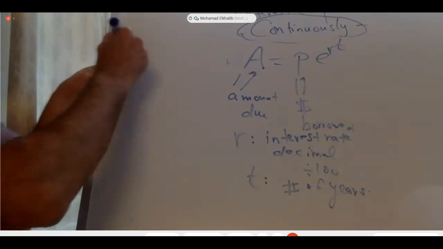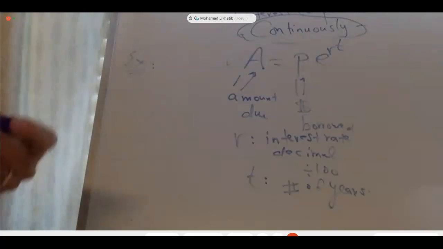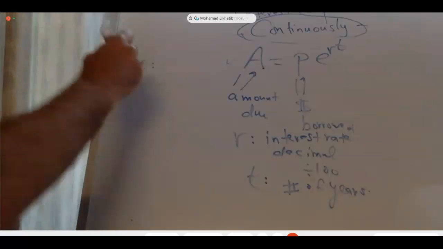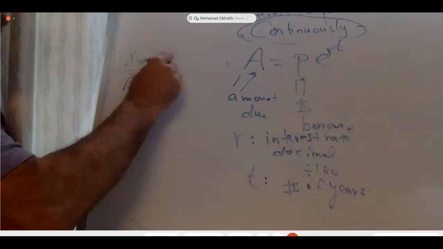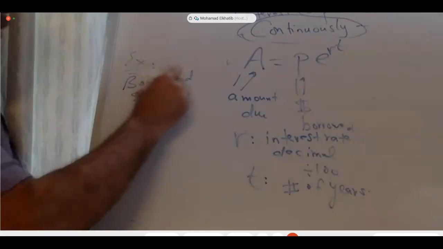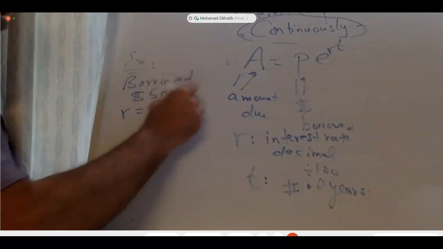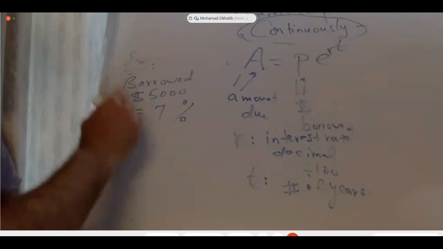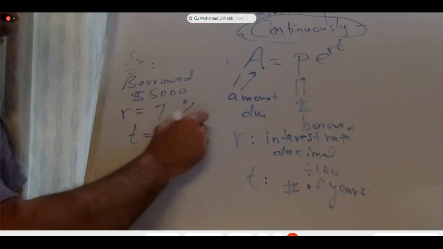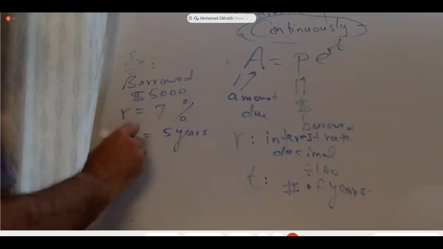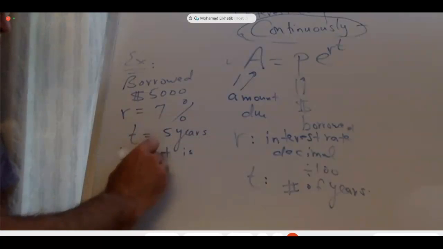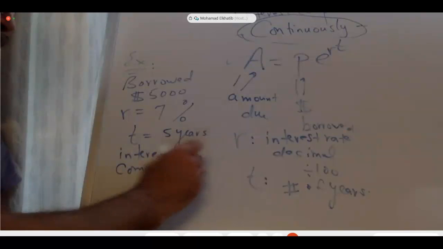So what will be a good example on that? A good example when the interest is compounded continuously is, let's say you borrowed or you deposited, the principal, in other words, $5,000. Interest rate is 7%. And you borrowed or you deposited the money over, let's say, 5 years. And the question is, the interest is compounded continuously.